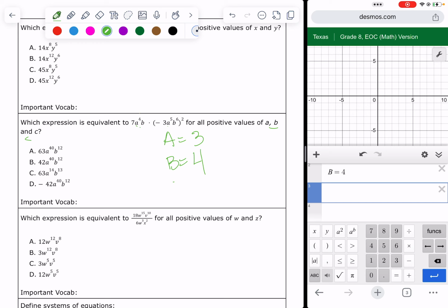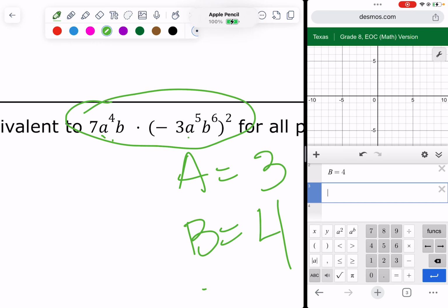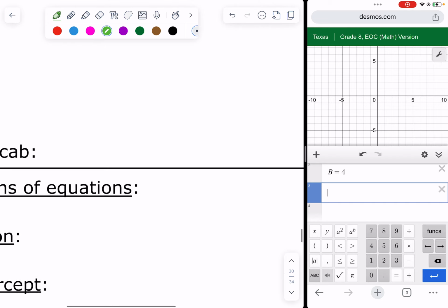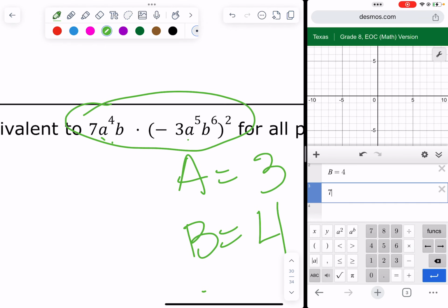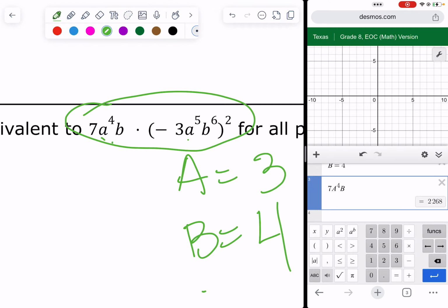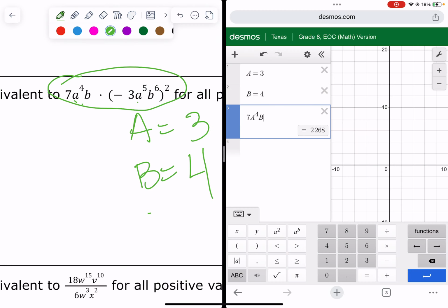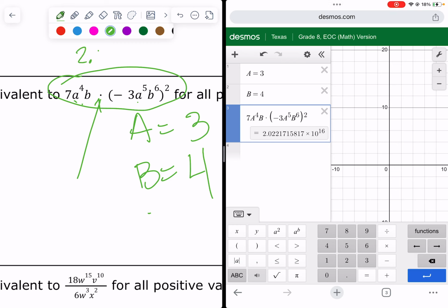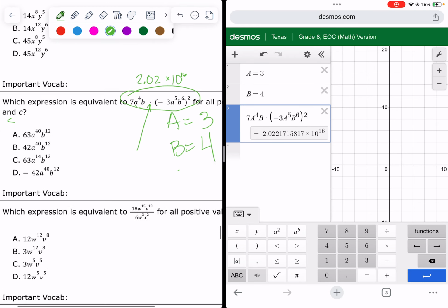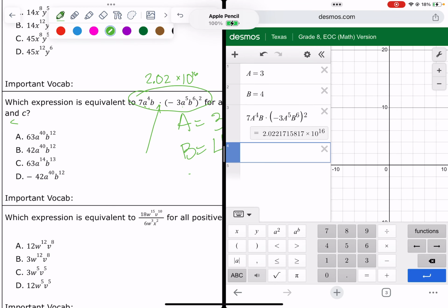Then I'm going to type in all of this. Okay? So I have 7, capital A, little 4, B. Then to get this symbol right here, we have to use this little X on Desmos. Boom. And it gives me a little dot. Then negative 3, capital A, little 5, B, little 6, little 2. And that gives me 2.02 times 10 to the 16. Now, that's what I want when I put the other ones in Desmos.